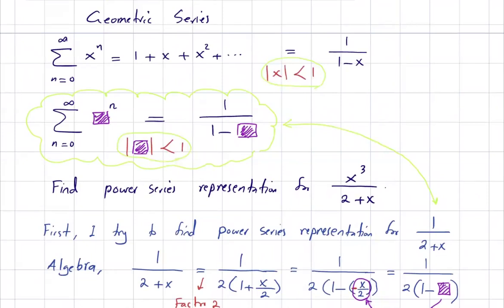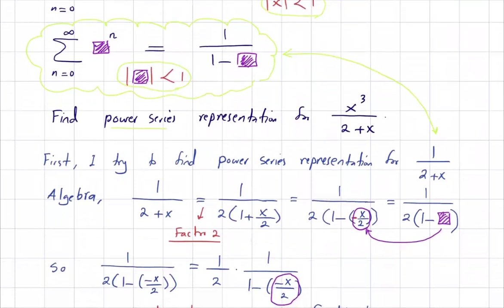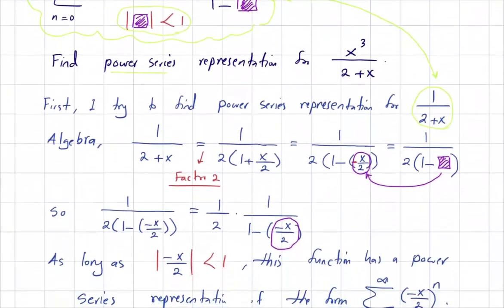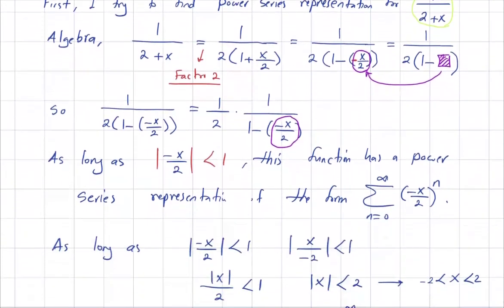The question says, find power series representation for x cubed divided by 2 plus x. I started by finding power series representation for 1 divided by 2 plus x because it's easier to find a pattern for this. Then we can do the multiplication. And so far we saw that we can write this as 1 divided by 2 times 1 minus negative x divided by 2. So let us fit that into this pattern.